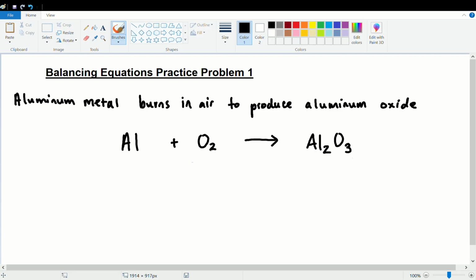Today we're going to do some practice problems to help us learn how to balance chemical equations more efficiently. So, this first one says aluminum metal burns in air to produce aluminum oxide.